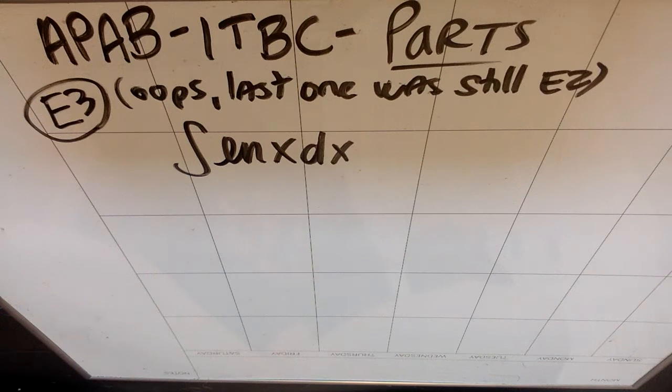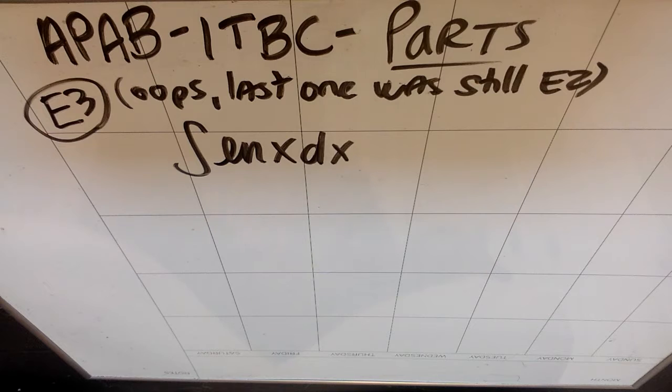This is APAB. We're doing Intro to BC, the ITBC unit, which is topic 1, parts. So in the last video, I accidentally called the example 3 when it was actually 2 again. I forgot that both times I did the same example, I still called them 2. I didn't call them example 2 and example 3. It was just example 2 and then example 2 a different way. So oops, this one is actually example 3.